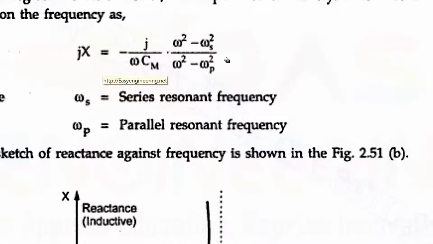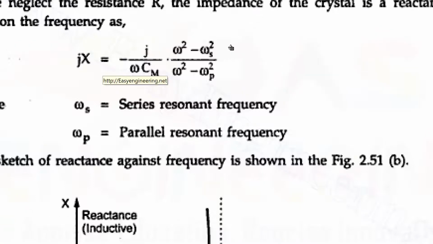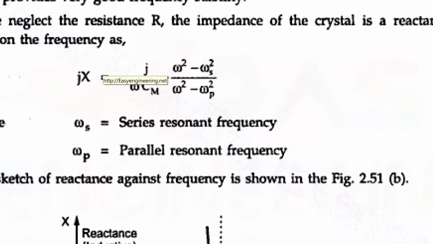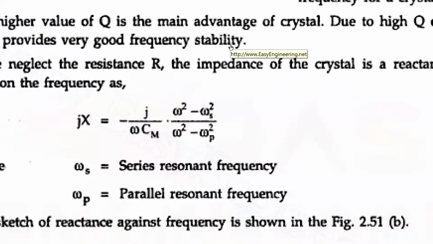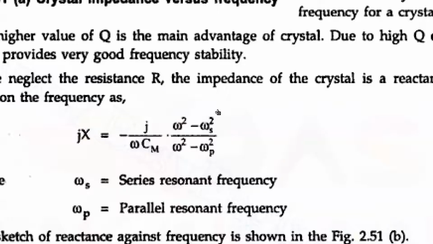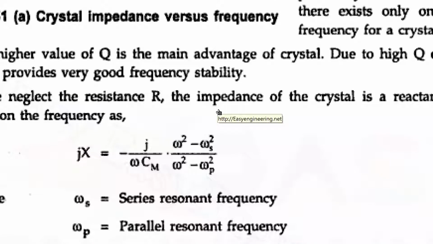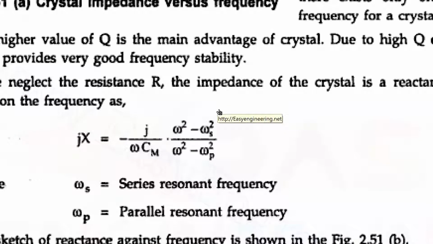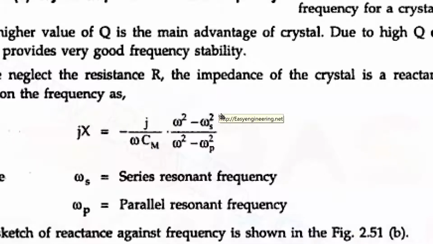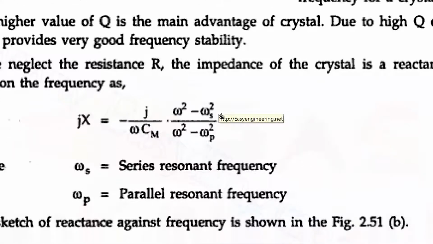Although we take Cm much greater than C, and if we make omega s and omega p very, very close to each other, you can approximate they are equal, but mathematically there will be a difference. So this will not become 0.